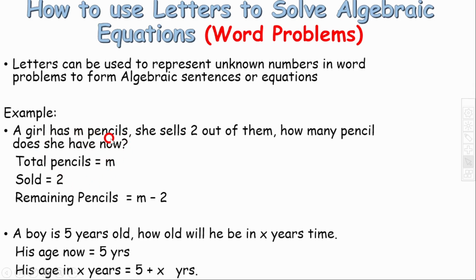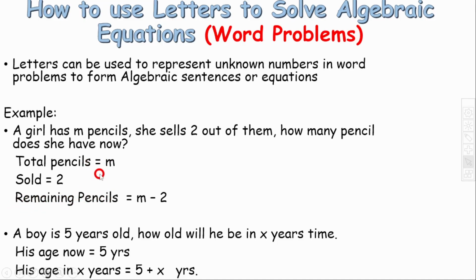Let's try to bring out all the things we understand in this question. The very first statement says a girl has M pencils. Just like saying a girl has 5 pencils, but instead of giving you 5 as the number of pencils she has, they say she has M pencils. So total pencils is what? M. Now, out of her M pencils, she sells 2 out of them. Sold 2. You can see we are trying to get out some facts from all these statements before we'll be able to solve the problem. So she has total pencils M, and she sold 2 out of them.